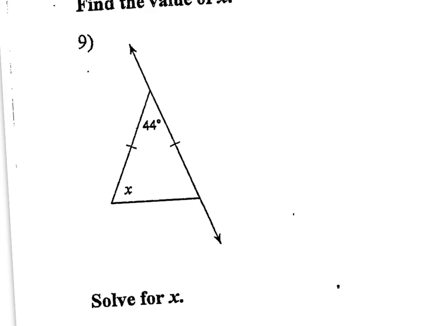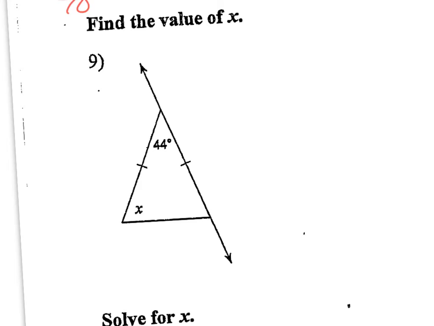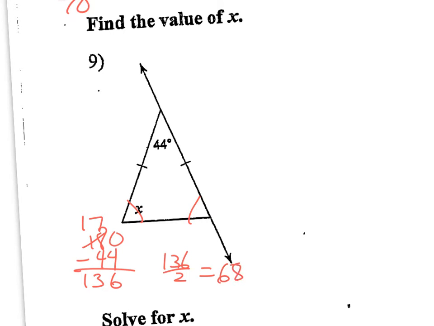Here, finding the measure of angle X, we know that these 2 angles right here are congruent to each other, so we could write that 180 take away that top vertex angle 44, we're left with 136. So 136 split evenly into 2 angles. 136 divided by 2 is 68. So that angle X is 68 degrees.